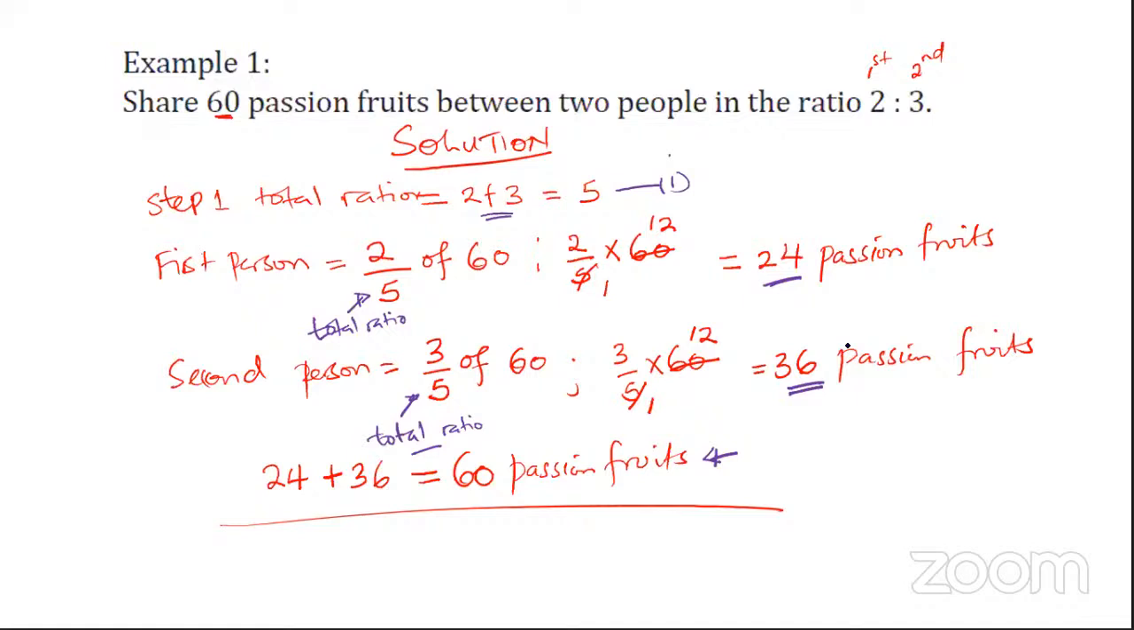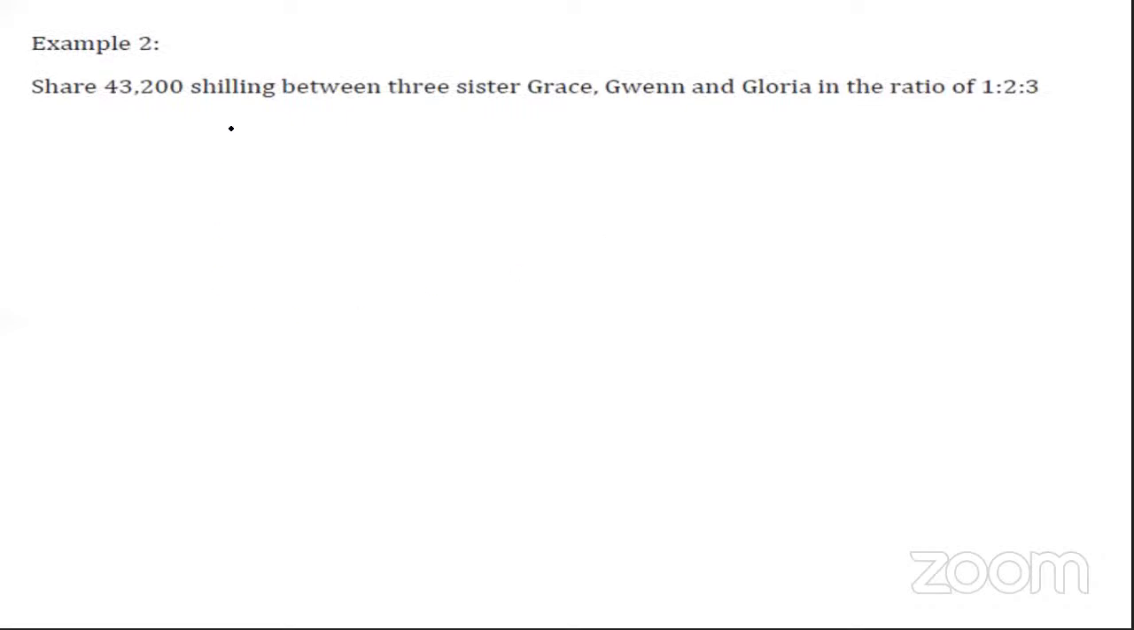I think I've answered most of you. So let's look at another part. So now let's talk about money. We've been told to share 43,200 shillings between three sisters. We have Grace, Gwen, or some of you call Queen, then Gloria, in the ratio 1:2:3.